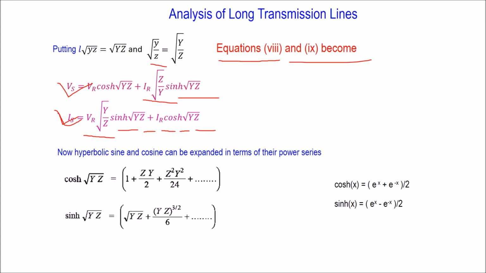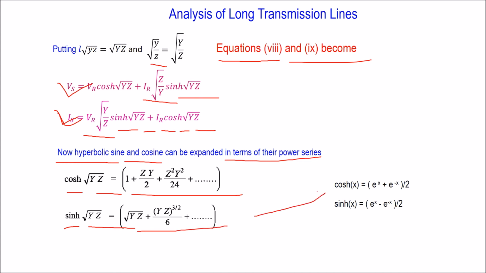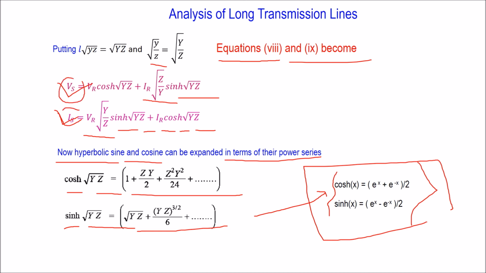Now we can find the value of hyperbolic sine and cosine through expanding in terms of their power series. So we can write hyperbolic cos root over YZ equal to this and hyperbolic sine root over YZ equal to this, right? And we get this value following this formula, right? So from here to basic equation we have got. One is the equation for sending end voltage Vs and another is sending end current Is.